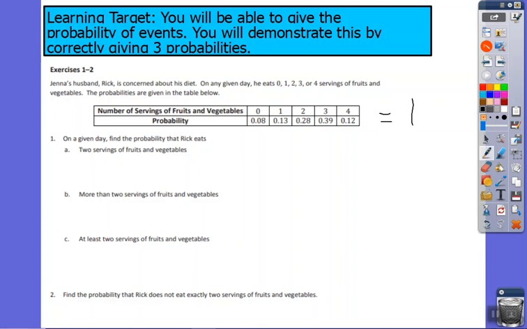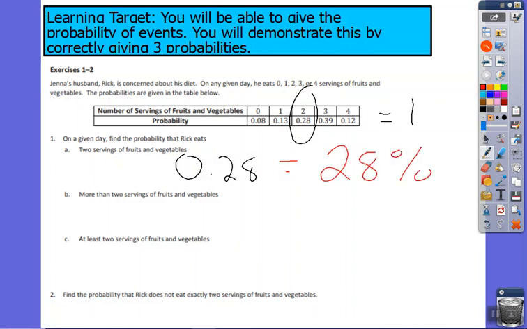The first one says, on a given day, find the probability that Rick eats 2 servings of fruit and vegetables. Take a second and find 2 servings of fruit and vegetable. Okay, so if you said 0.28, and if you would like to change that into 28%, you are correct.